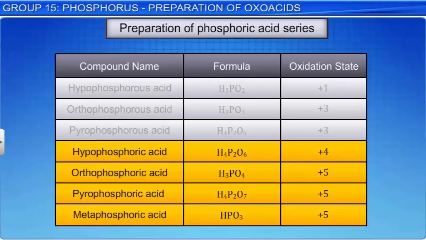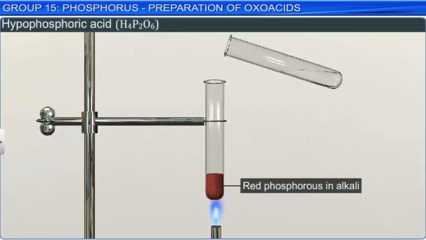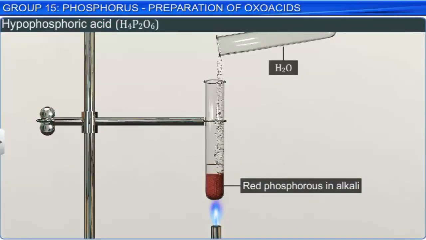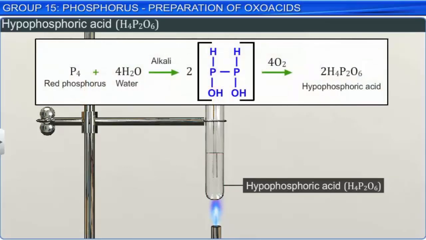Let us now discuss some methods to prepare oxoacids belonging to the phosphoric acid series. Hypophosphoric acid is obtained by the alkaline hydrolysis and oxidation of red phosphorus, as shown by these sets of equations.